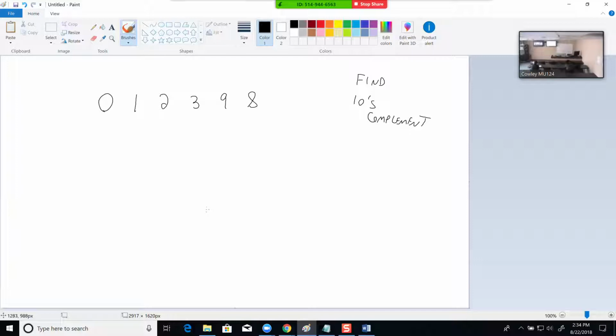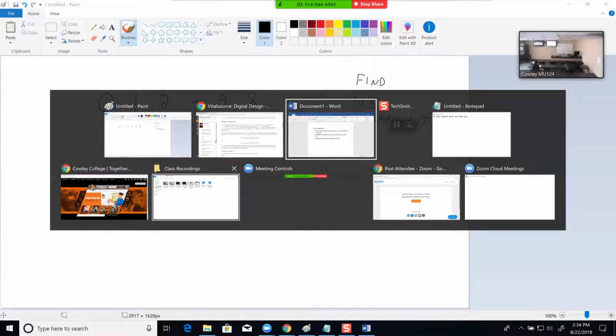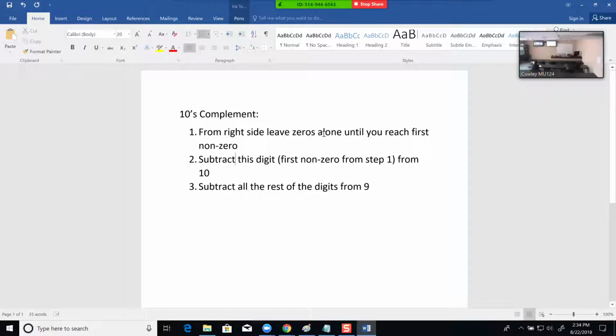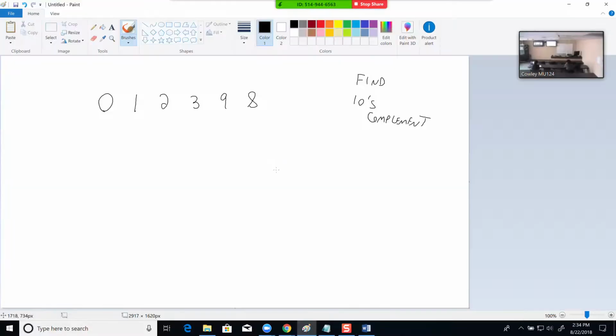Let's look at our steps. From the right side, you leave zeros alone. Those are what they refer to as the least significant. The least significant positions are your smallest values, right? Which is on the right side. Do we have any zeros on the right side? No, we don't, do we? So our starting digit is this right here, since there are no zeros. So that's our starting one.